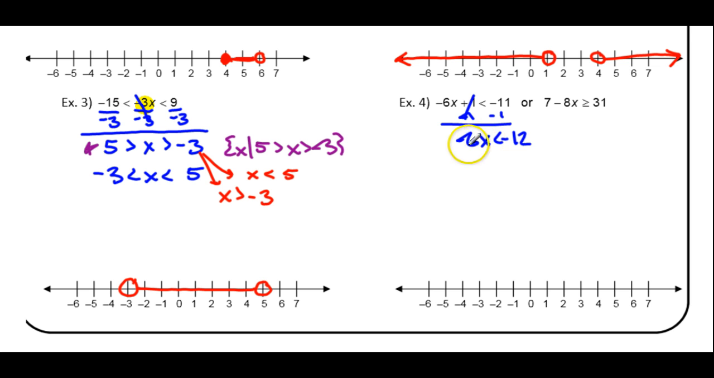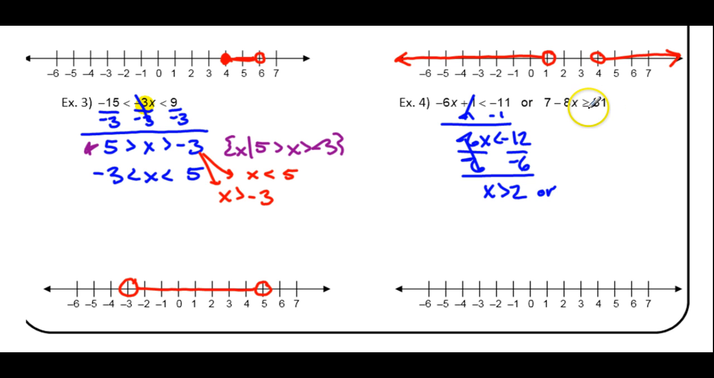Now to get the x by itself, we're going to divide by negative 6, just like equations. That's gone. X, and look, we divided by a negative. Flip your sign. And negative 12 divided by negative 6 is a positive 2. Or, now we got to do this side.